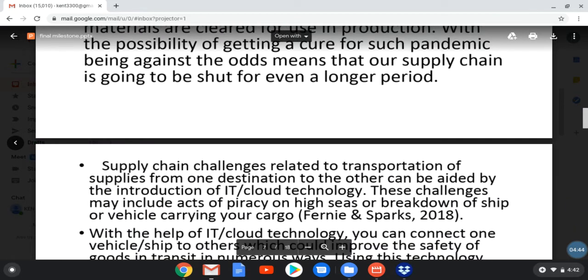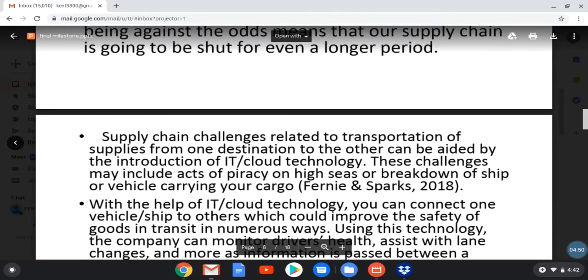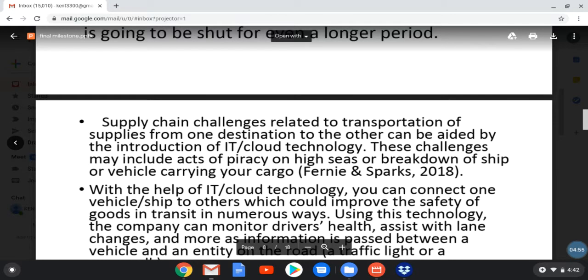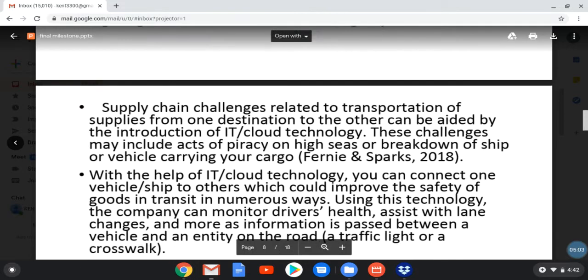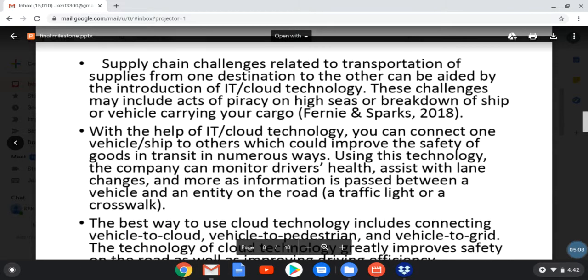Supply chain challenges related to transportation of supplies from one destination to another can be aided by the introduction of IT cloud technology. These challenges may include acts of piracy on the high seas or breakdown of the ship or equipment carrying your cargo. With the help of IT cloud technology, you can connect one vehicle or ship to others, which can improve the safety of goods in transit in numerous ways.